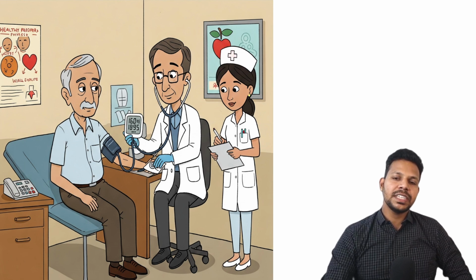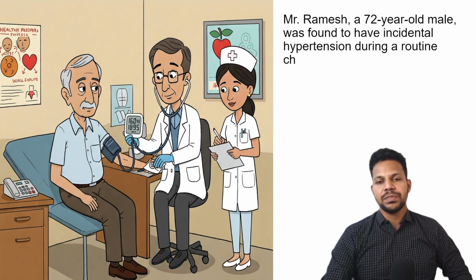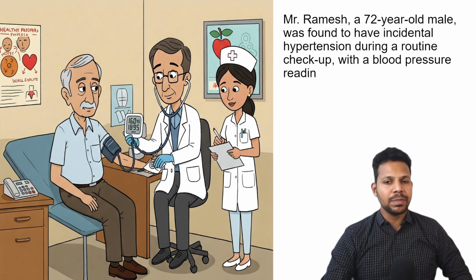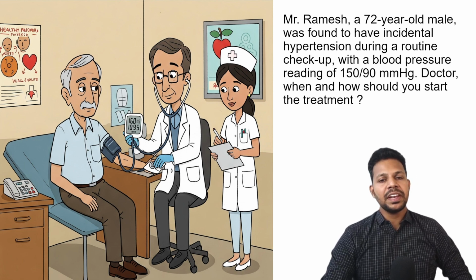Today we have this 72-year-old male by the name of Mr. Ramesh. He was found to have incidental hypertension during a routine checkup with a blood pressure reading of 150 by 90 millimeters of mercury. You are a doctor there and you tell me when and how should you start the treatment in this patient.